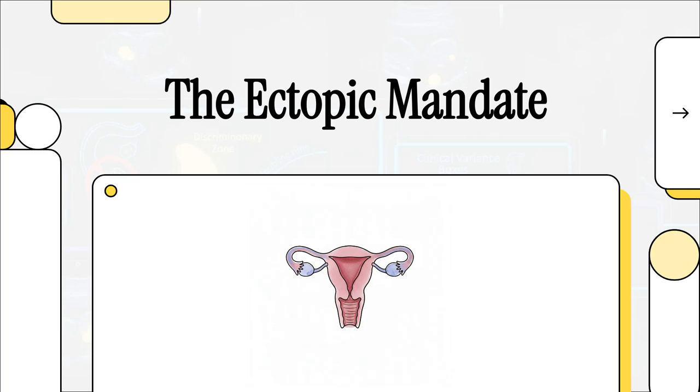All right, let's jump right in. Did you know that while ectopic pregnancies only make up about 2% of all pregnancies, they are literally the leading cause of maternal mortality in the first trimester? It's a huge deal. If you're aiming for a 280 plus on your clinical boards, you absolutely cannot afford to have any gaps in your understanding here.